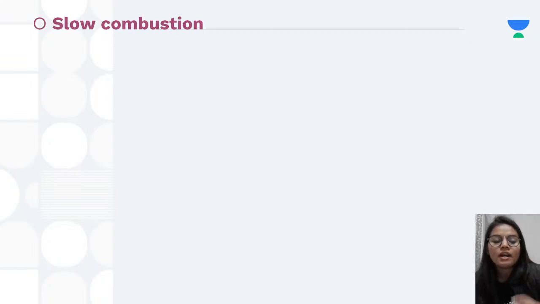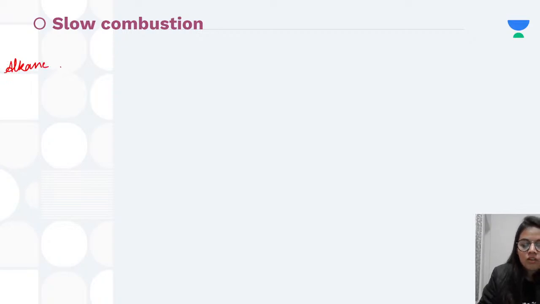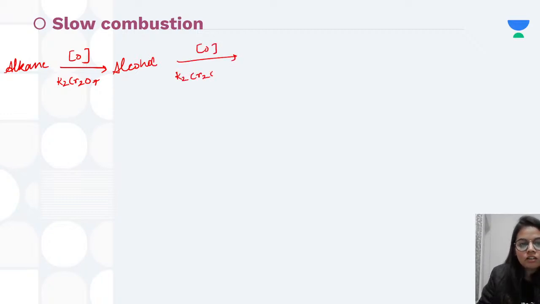What is slow combustion? If we treat methane or ethane with an oxidizing agent, like acidified KMnO4 or potassium permanganate or potassium dichromate, at high pressure, we will be getting different things. Now how are those different things formed? Let's see. We have taken alkane and treated it with K2Cr2O7. Now on oxidation it gives alcohol. Further it gives aldehyde.